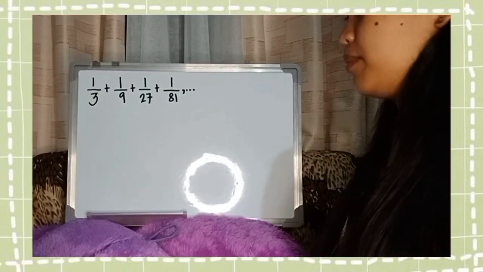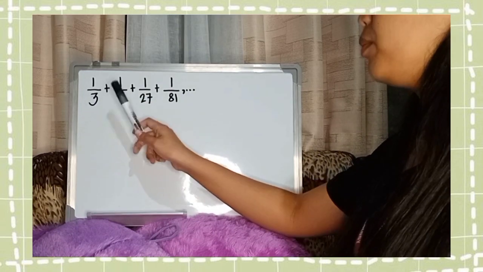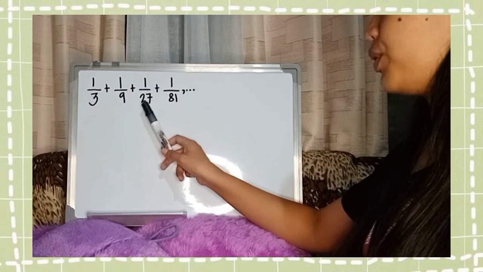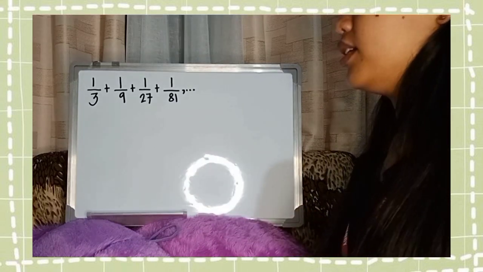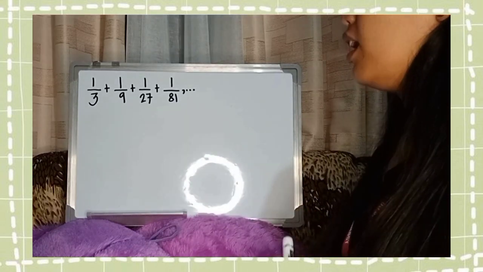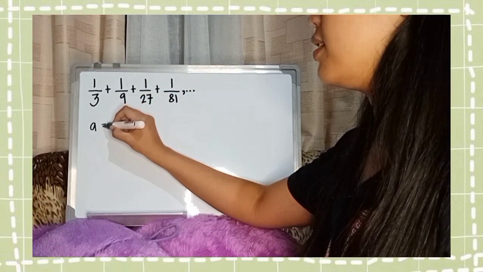Say for example, we have here the geometric series of 1/3 plus 1 over 9 plus 1 over 27 plus 1 over 81, and so on and so forth. The first thing we do is to find our first term, or our a. So our a here is 1/3.